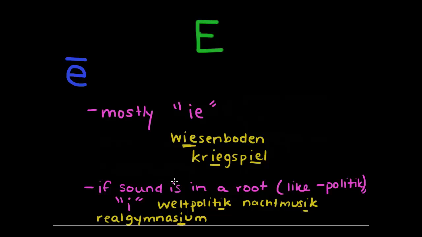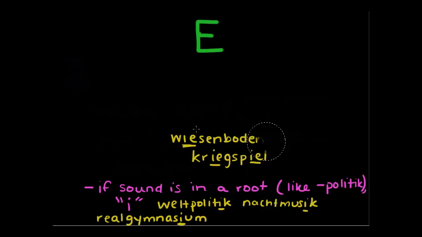So again, if a sound is in a root like politique or musique, or if it comes from another language, like gymnasium does, you're going to use an I. Otherwise, almost all the time, it's going to be IE, and that's the best way to spell the E sound. It's going to work almost all the time if a certain word doesn't satisfy these bottom conditions. Okay, so that's long E.